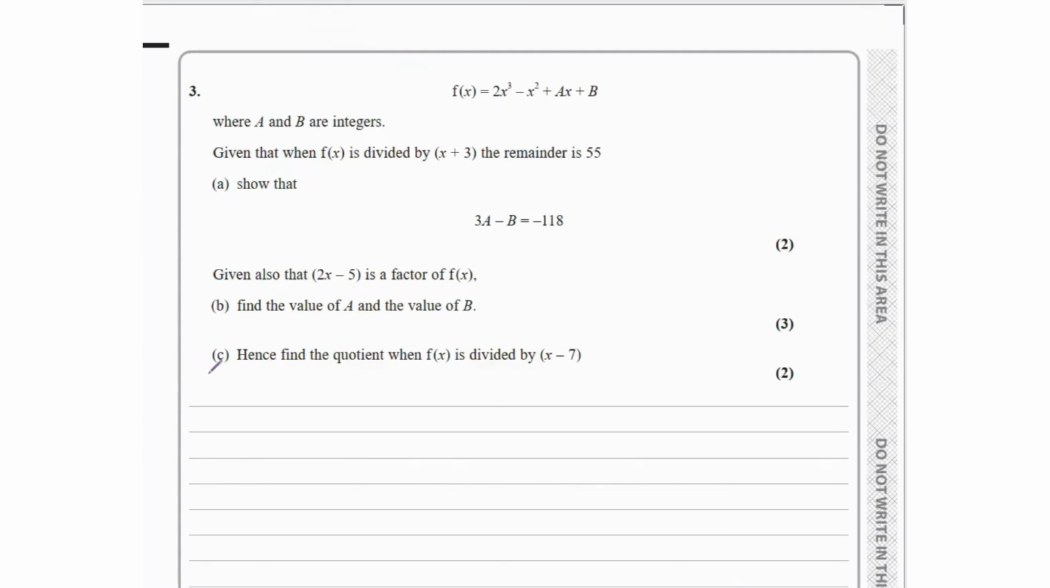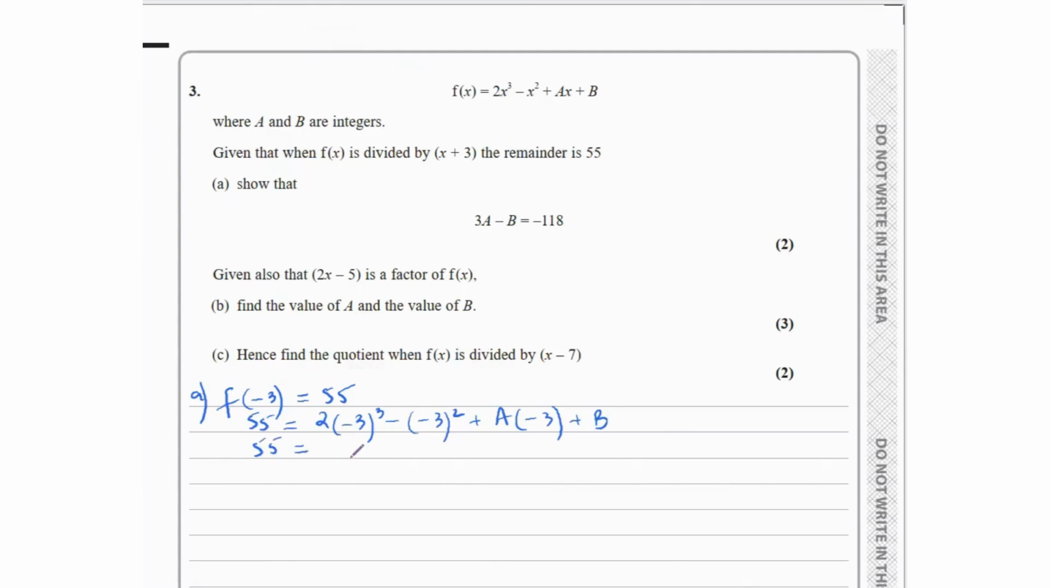So that means when we substitute x equals negative 3 in the function, we're getting an answer of 55. So which means 55 is equal to 2 times negative 3 cubed minus negative 3 squared plus a times negative 3 plus b.